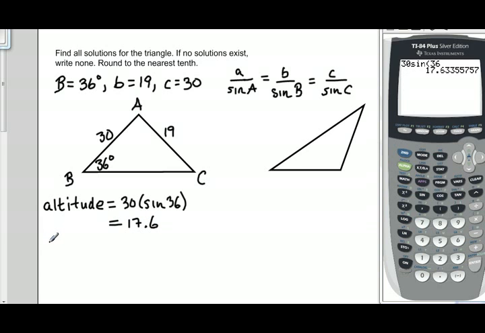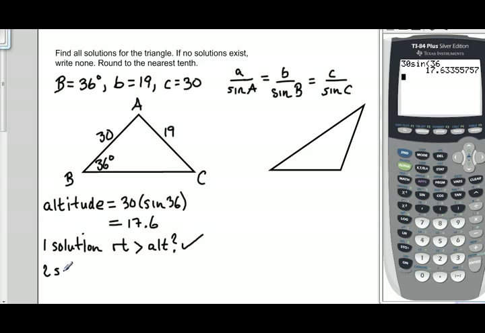Let's round that to 17.6. Now we'd like to check to see if there's one solution. Recall, in order for there to be one solution, the right side of the triangle, abbreviated RT, has to be greater than the altitude, abbreviated ALT. Now let's ask ourselves this. Indeed, 19 is greater than 17.6, so we at least have one solution.